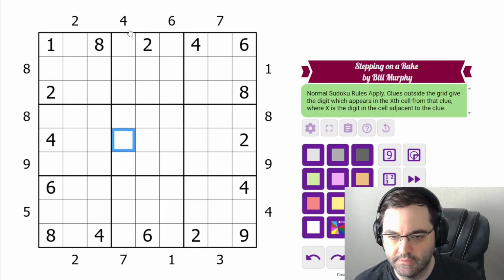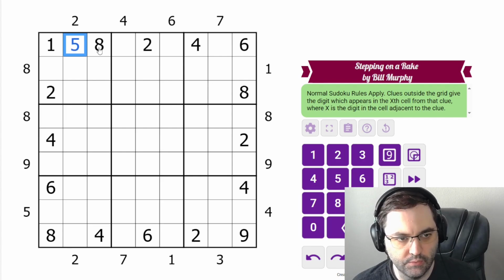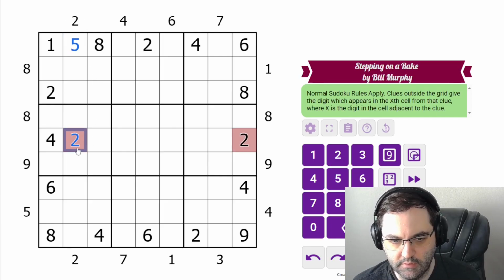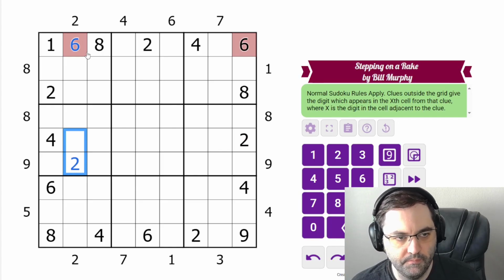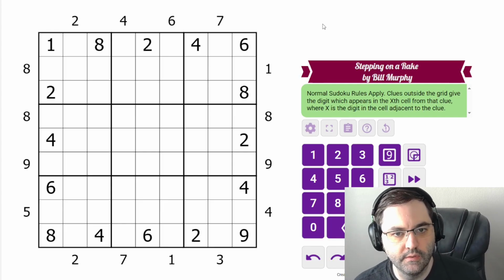Additionally, we have some clues outside the grid, and the way these clues work is they give the digit, so the digit here is 2, which appears in the xth cell from the clue, where x is the digit in the cell adjacent to the clue. So, if this were a 5, that would mean 2 appears in the 5th cell. That's impossible here, but that's how the clue works. If this were a 6, which it can't be, this would be a 2. So, that's how the rule works.